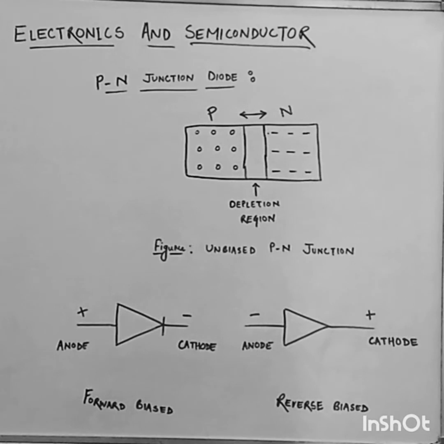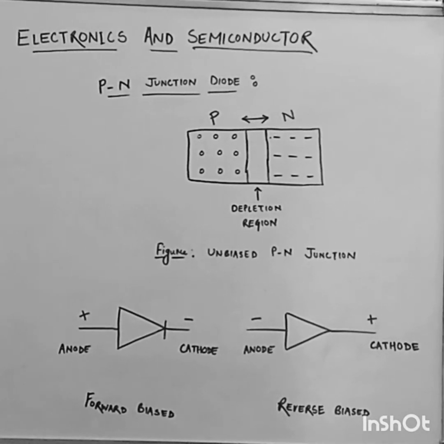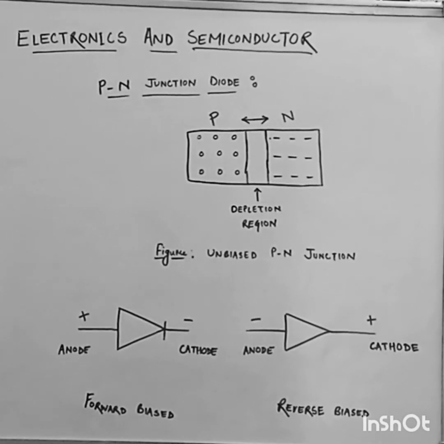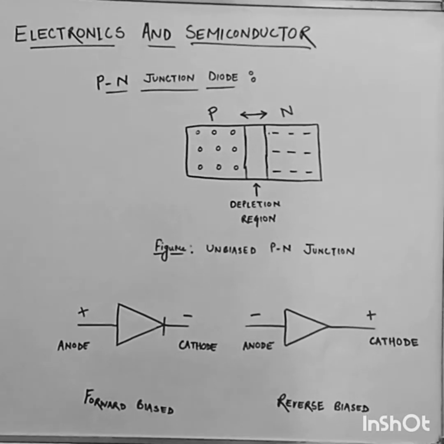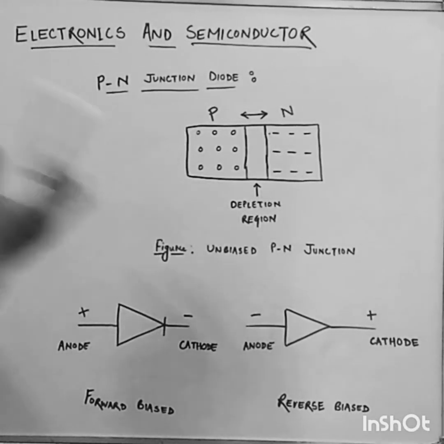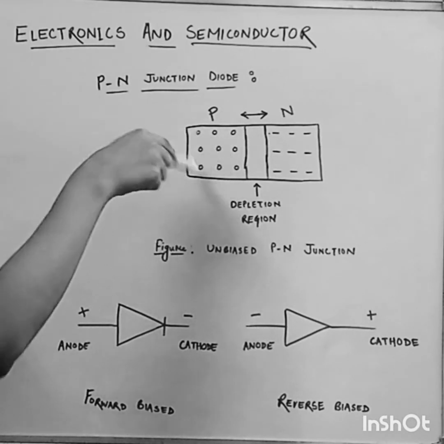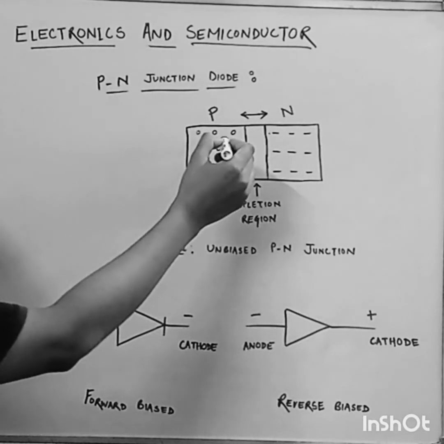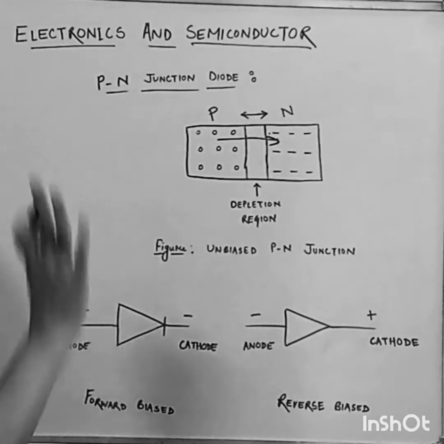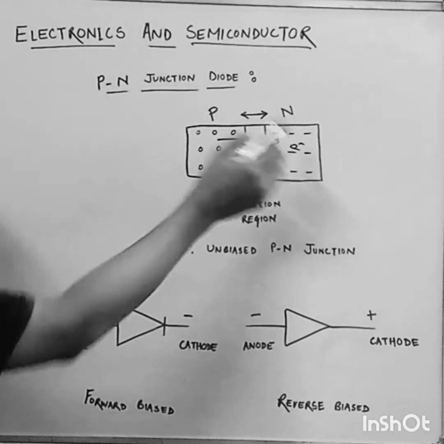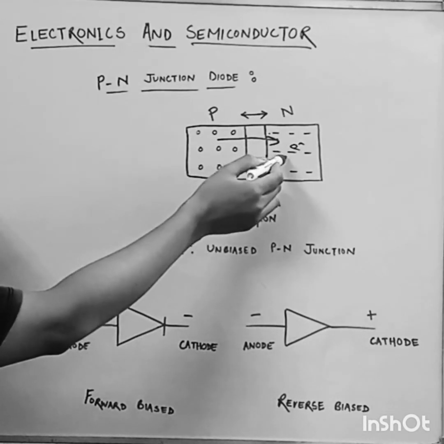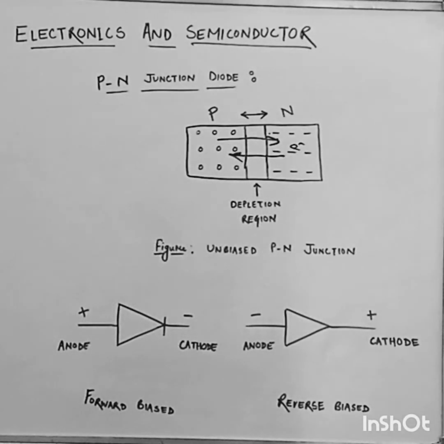What happens? As you know, in p-type semiconductors, holes are the majority carriers, and in n-type semiconductors, electrons are the majority carriers. Because the p region has a majority of holes, the holes will try to go from the higher density to the lower density, that is, move from the p to the n region. Similarly, the electrons, which are the majority carriers here, will try to come from the n towards the p region, because electron density is higher here and lower there, so they will move from the higher density towards the lower density.